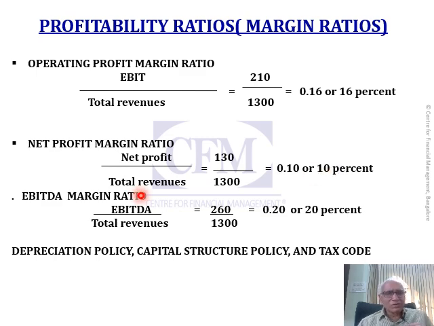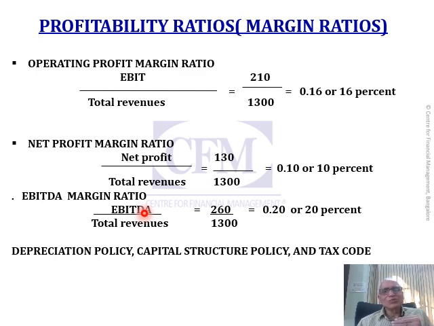EBITDA margin ratio is defined as earnings before interest, taxes, depreciation, and amortization. Quite a mouthful. I warned you that financial terms are very esoteric and daunting at times. This is one of them, but it's a very useful concept. Why do we remove depreciation and amortization in addition to interest and taxes? Depreciation and amortization depends on the depreciation policy of the firm, which is determined by the board.